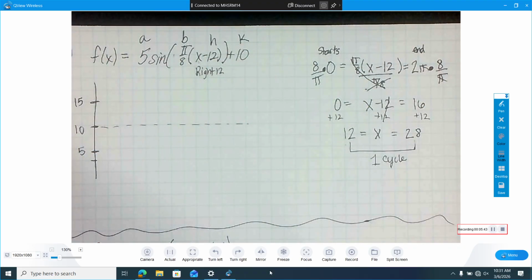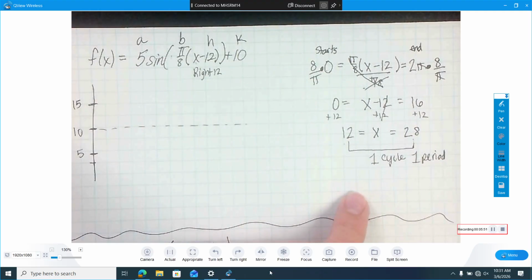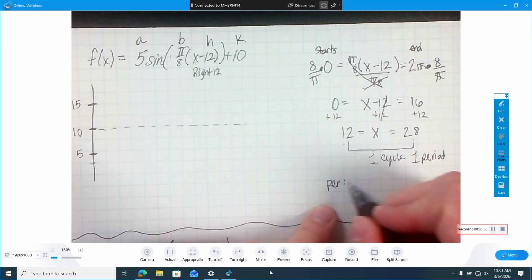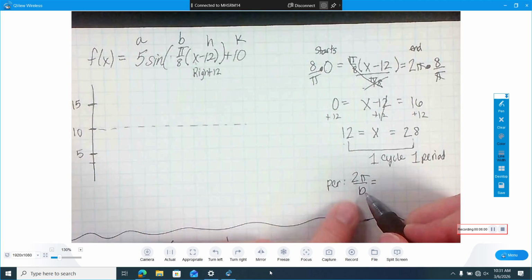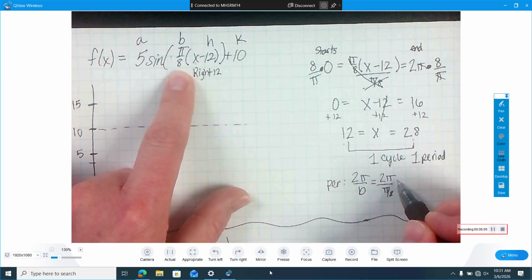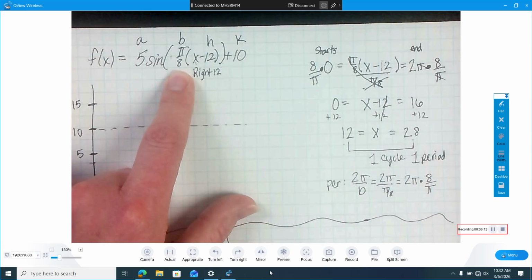Does that seem easier than what we were doing yesterday? So this is one cycle or one period of our sine curve. Yesterday, we've been doing period is 2 pi over b, all right? 2 pi divided by b would be 2 pi divided by pi over 8. But again, I don't like dividing by pi over 8, so what do we do? Times by the reciprocal, so that's 8 over pi. Do you see that somewhere else in what we did?